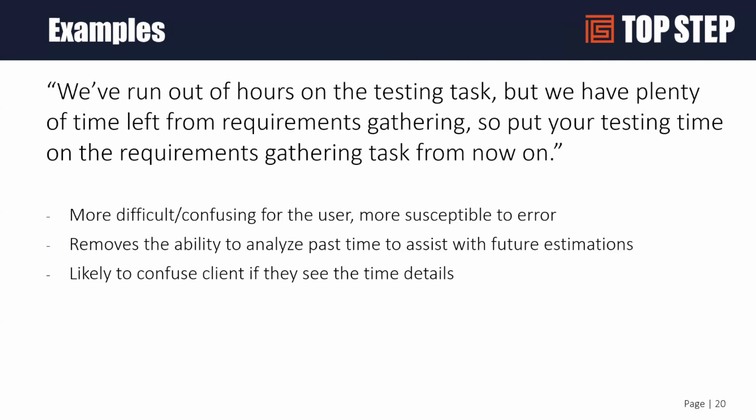A couple examples. These are real life, real world examples from our clients. We've run out of hours on the testing task, but we have plenty of time left from requirements gathering, so put your testing time on the requirements gathering task from now on. This is a problem. It's confusing for the user. They're going to mess it up. They weren't doing requirements gathering, they were doing testing. It removes your ability to analyze any of your past time to assist with future estimations, and it's going to confuse the client if they see time details on their invoices. This is not a good idea.